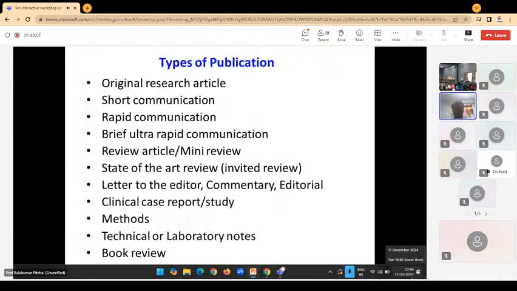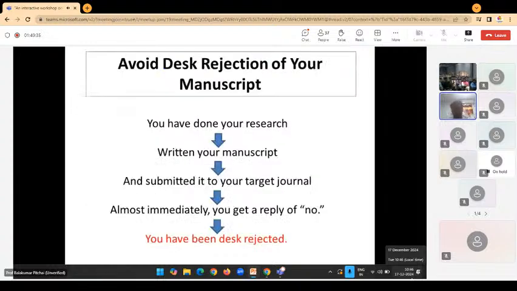So there are different types of publication. Dr. Jagdish sir must have discussed this one. Original article, short communication, rapid communication, brief, ultra rapid communication, review article, state of the art review, letter to the editor, commentary, clinical case report, methods, technological or laboratory notes, book review, and so on. Among these, today we are going to discuss the original research or review article. So coming to the point directly, how to avoid desk rejection of your manuscript.